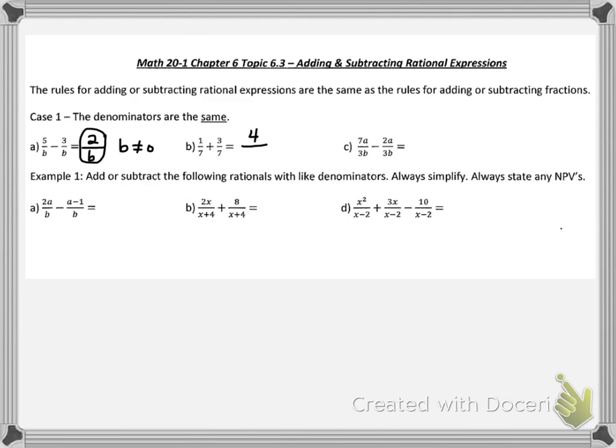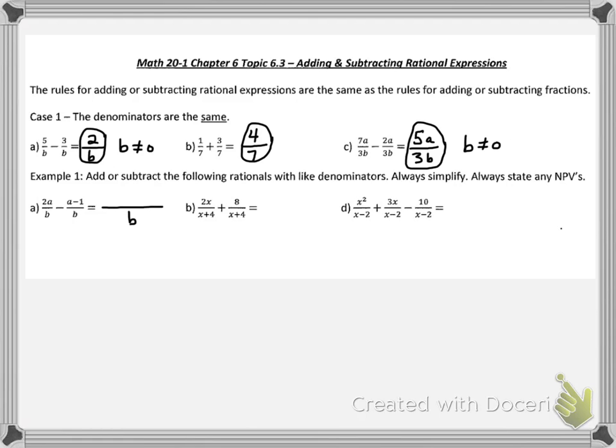1 over 7 plus 3 over 7 would be 4 over 7. 7a over 3b minus 2a over 3b would be 5a over 3b. And again, b cannot equal 0.